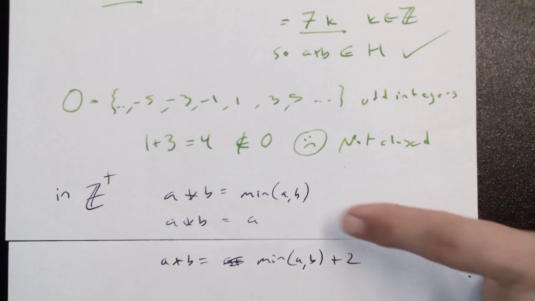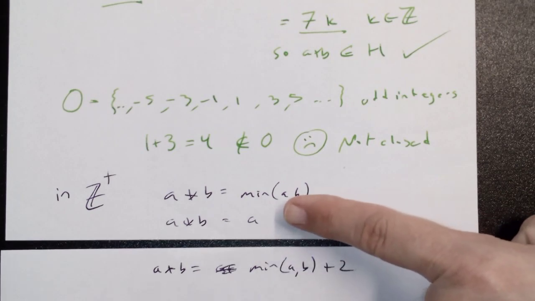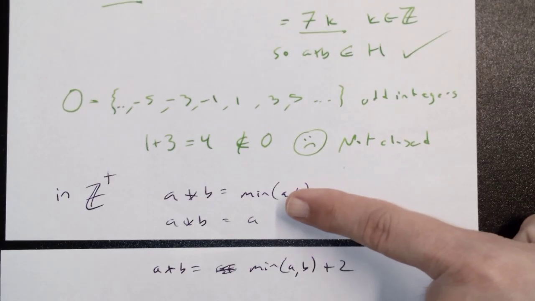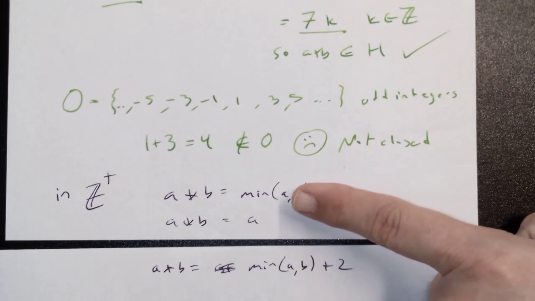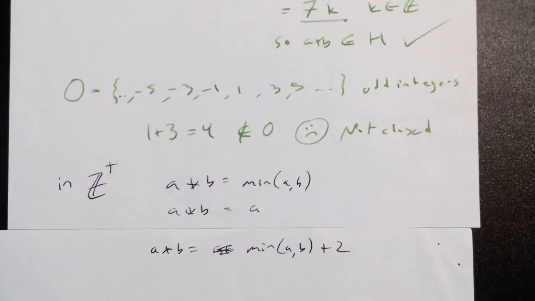That operation right there. The operation says A star B is A every time. 2 star 5 is 2. 7 star 3 is 7. 14 star 108 is 14. 2 star 5 is 2, but 5 star 2 is 5. Whichever one came in first.